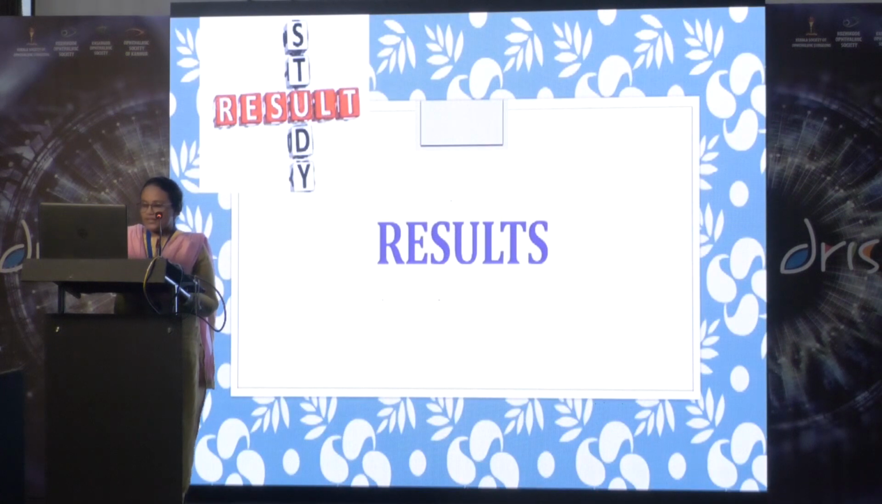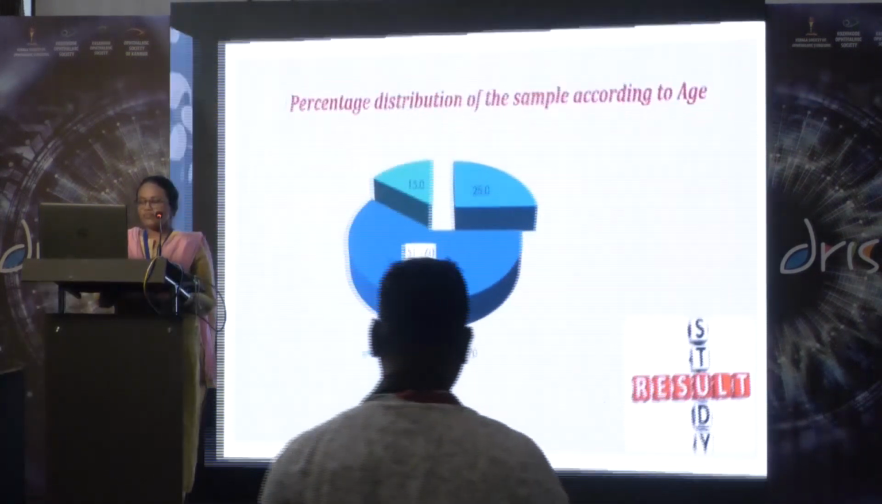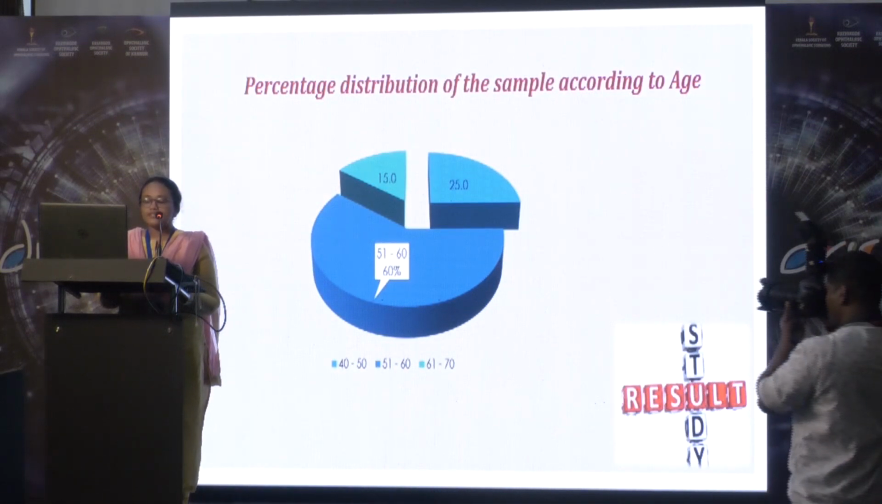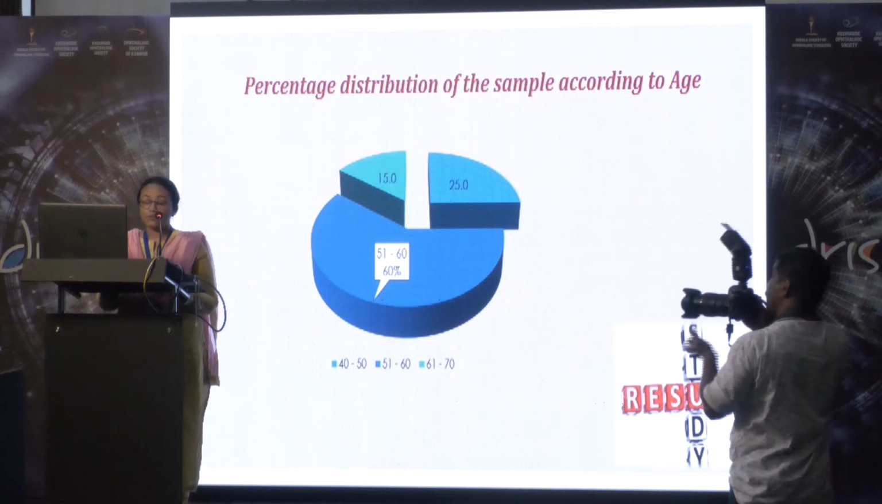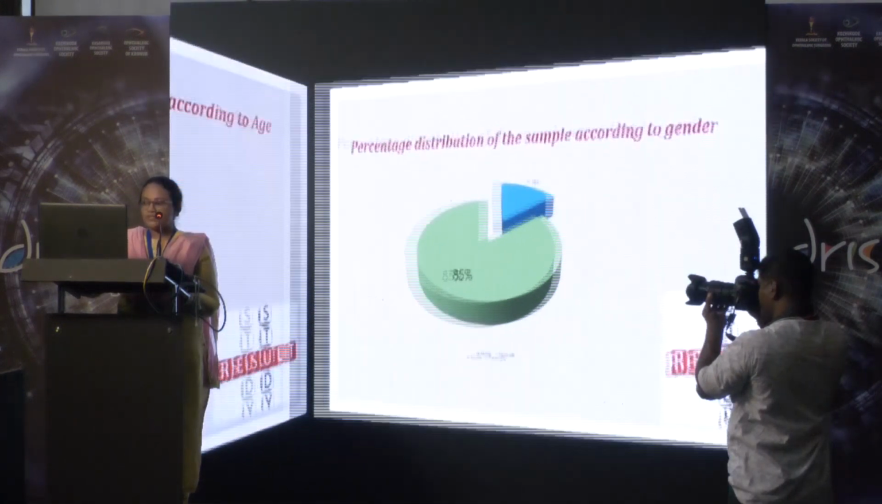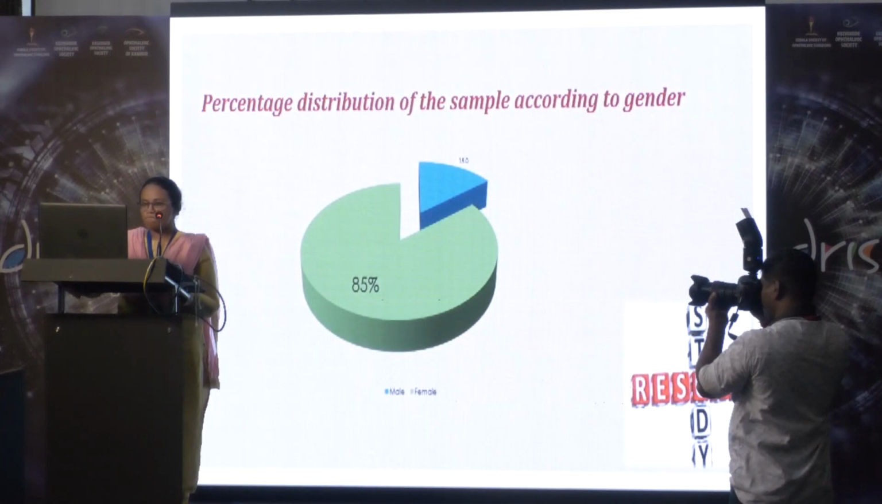The results of my study. Percentage distribution of angle closure according to age: about 60% of the patients were in the age group of 51 to 60, and 85% were females.